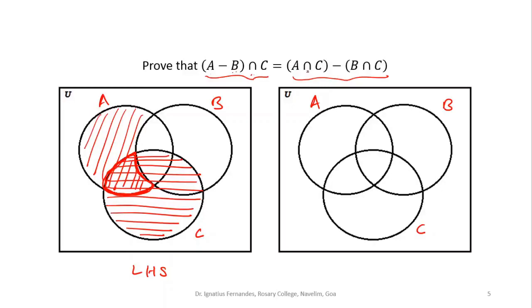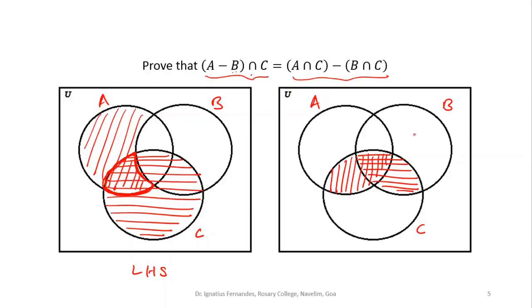Let us first mark A intersection C. Where is A intersection C? A intersection C is the common part in A and C. So A intersection C is this part. Then B intersection C. Where is B intersection C? The common part in B and C. So B intersection C is this part. So I have A intersection C, these straight lines, and B intersection C, that is these horizontal lines.